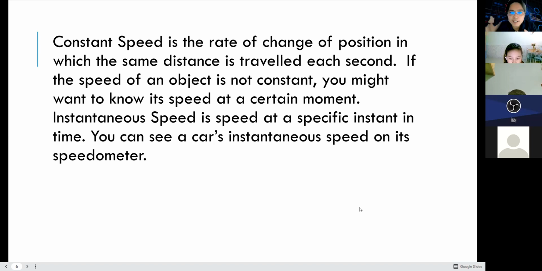Again, constant speed is the rate of change of position in which the same distance is traveled each second, while instantaneous speed is the speed at a specific instant. One good example is the speedometer of your car, right?